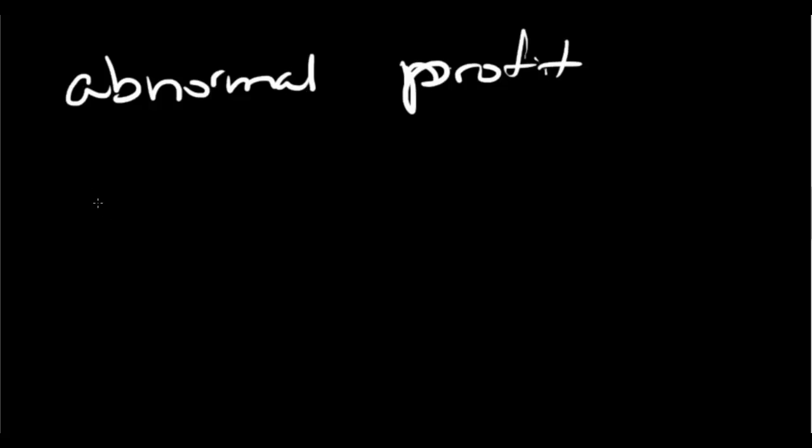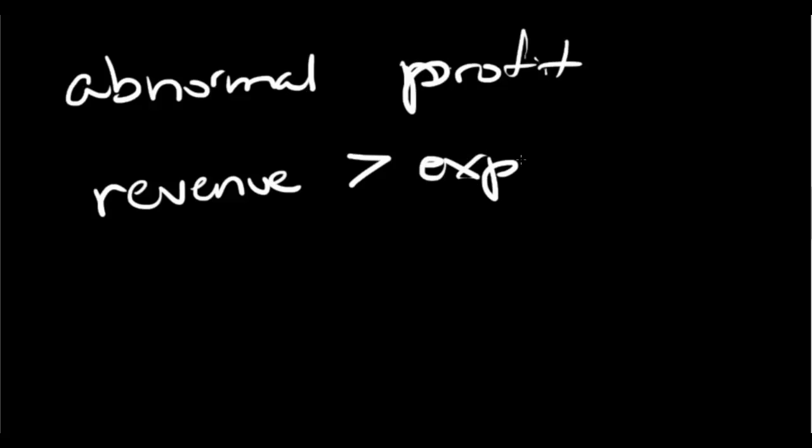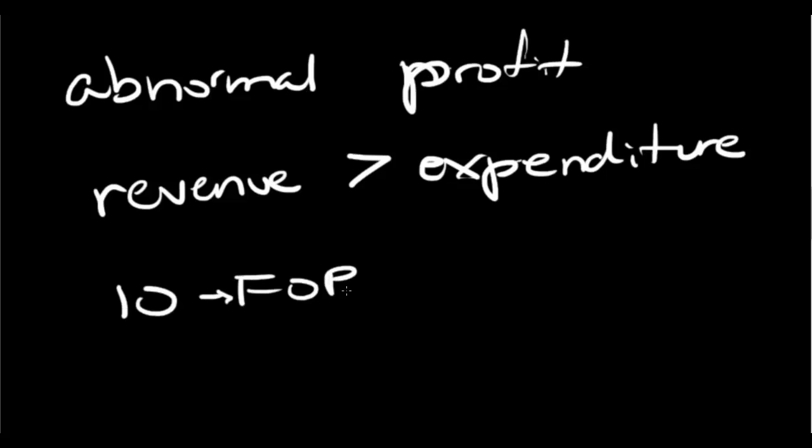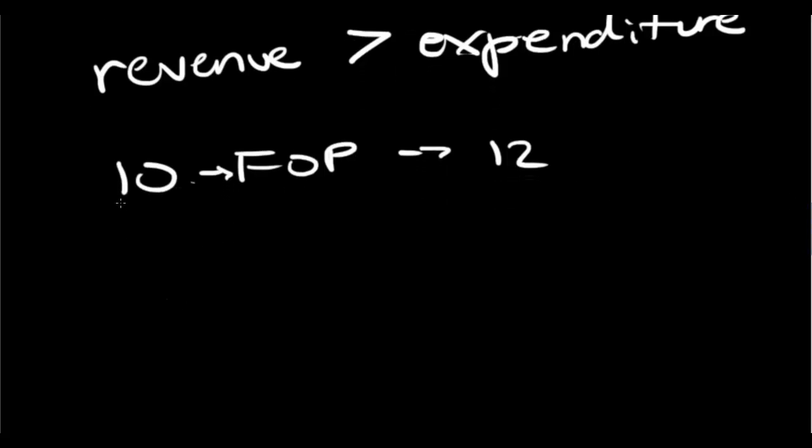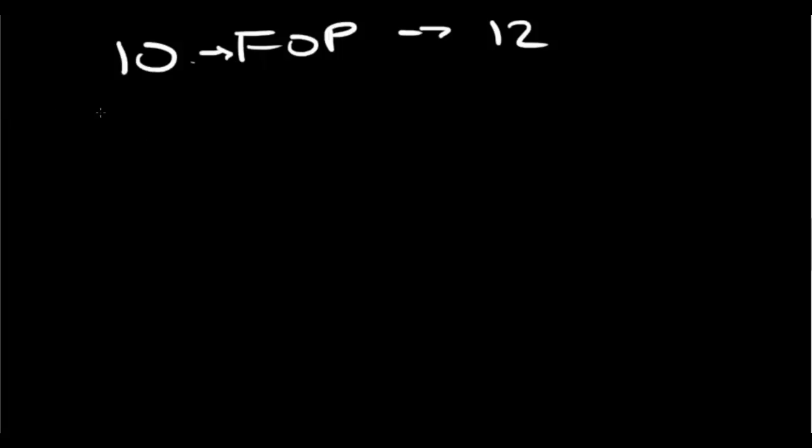And this is a situation where a company's revenue is greater than their expenditure. Now this is a very complicated situation. This is when you spend $10 on your FOPs and you get $12 for it, which, in my opinion, certain companies are able to pull this off. Big, for example, monopolies or duopolies or oligopolies. This is a situation that doesn't happen in perfect competition. This is when you have imperfect competition.